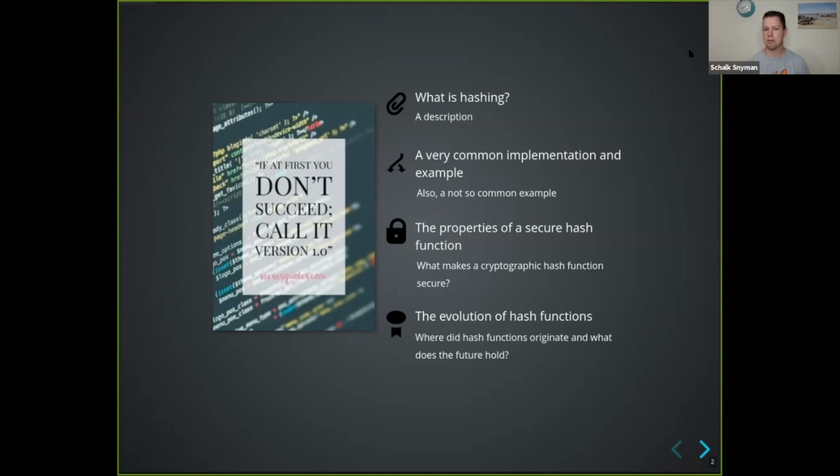So to give an overview of what I will be presenting, first I'll discuss the generally accepted description of hashing. Then I'll give an example implementation in Python, and I'll also present an example of hashing that I used recently in a project. Thereafter, we will look at the properties that establish a secure or cryptographic hash function.